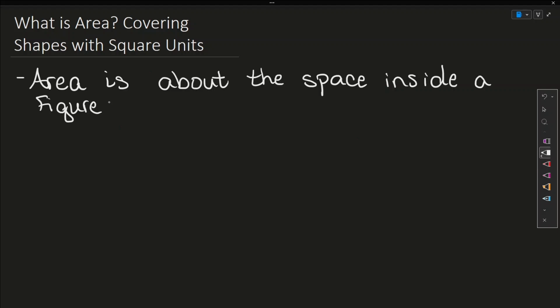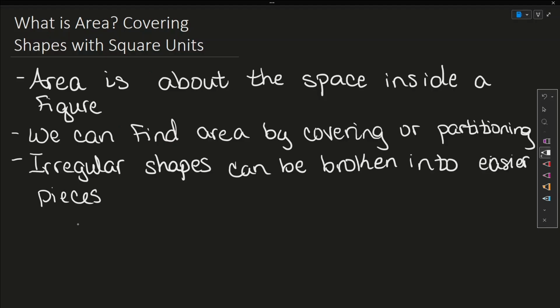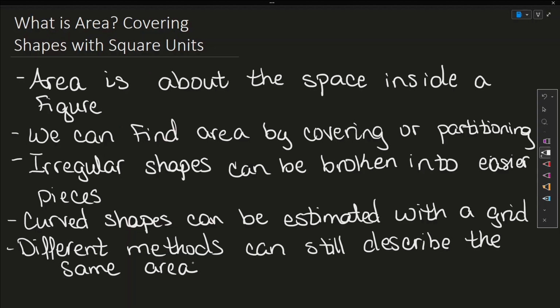Area is about the space inside of a figure. We can find area by thinking of covering or partitioning. Irregular shapes can be broken into easier pieces to work with. Curved shapes can be estimated using a grid. And different methods can still describe the same area. And that is a really powerful idea. You do not need every figure to be simple before you can reason about it mathematically. That flexibility is one of the most important habits students can develop. Great work so far.